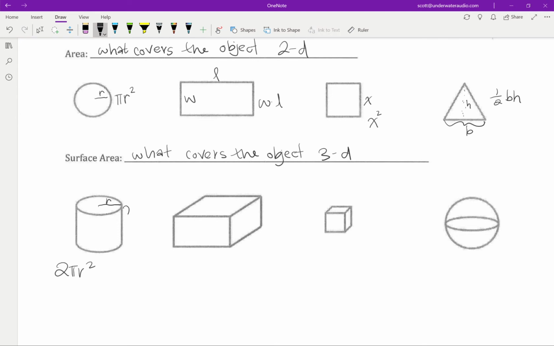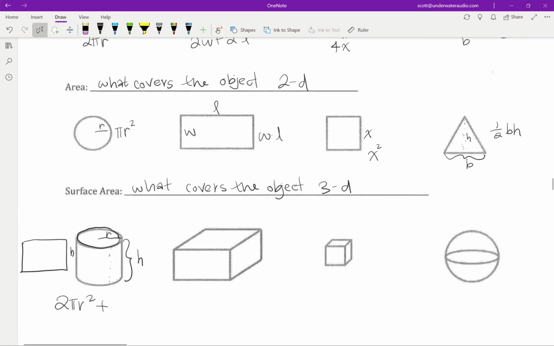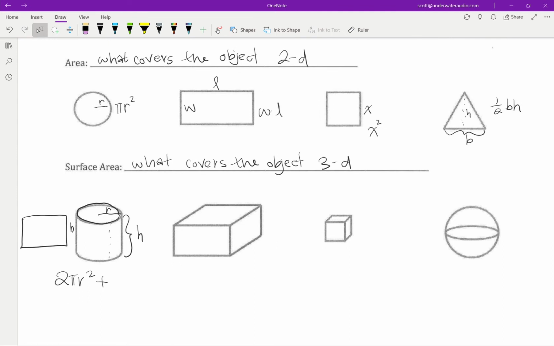And then let's say this is a height h. If I were to take this can and cut it right here and then unwrap it, I would get a rectangle with a height of h and a length around here, which would just be the perimeter, which is 2 pi r. So I get 2 pi r squared plus 2 pi r times h for the surface area.